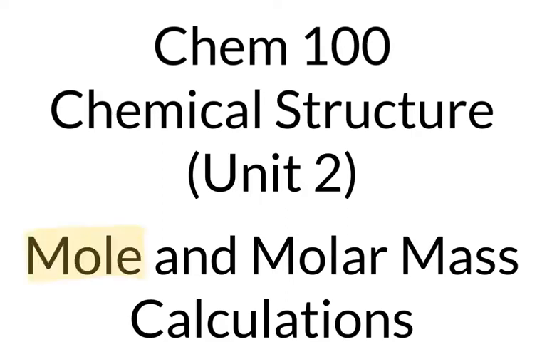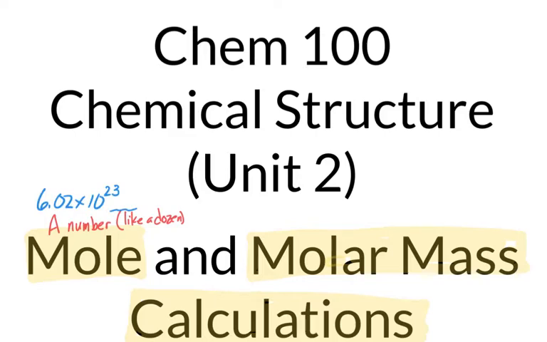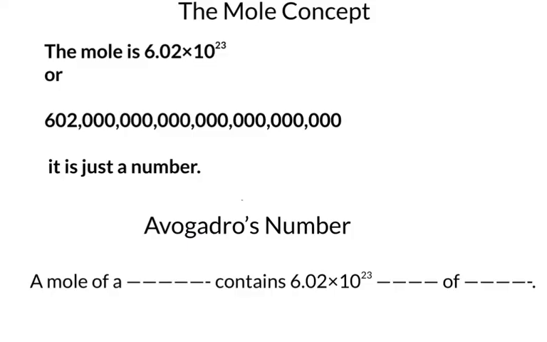Let's talk about the mole, molar mass, and mole calculations. In Unit 1, we introduced you to the mole, and we told you that that is a number, sort of like a dozen means 12, a mole means 6.02 times 10 to the 23rd. Now we're going to show how we can use it to do some calculations, and we'll briefly explain why we use it in chemistry. So what is the mole?